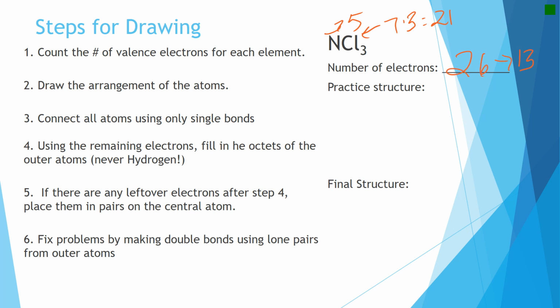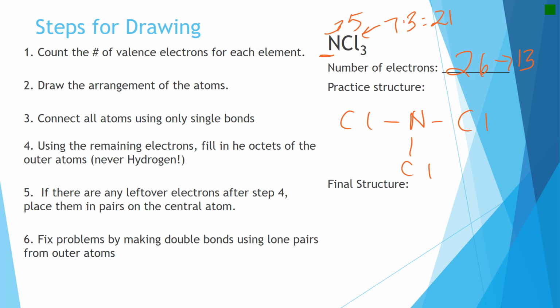Okay, so let's try to draw the arrangement. Typically, the first element is the least electronegative, so I'm going to put N in the center, and I'm going to surround it with my Cl's, try to make it as symmetric as possible. This, you can see, is kind of like a mirror image. Now it says connect all atoms with only single bonds. So 1, 2, 3 single bonds. So I've used up 3 out of my 13 lines.